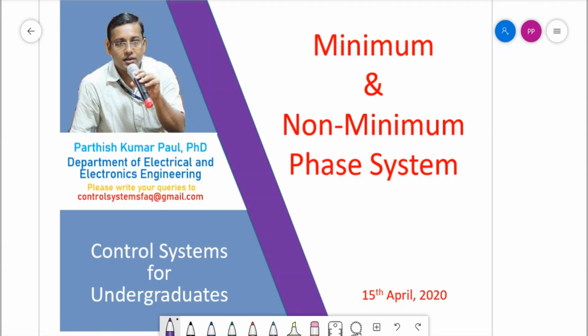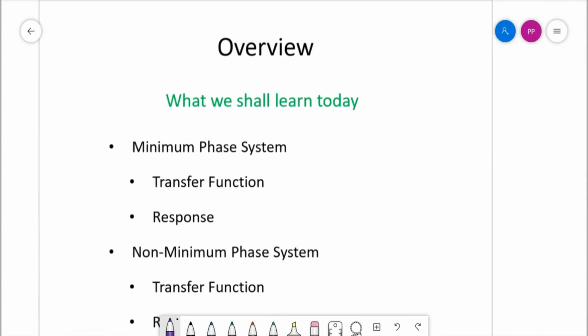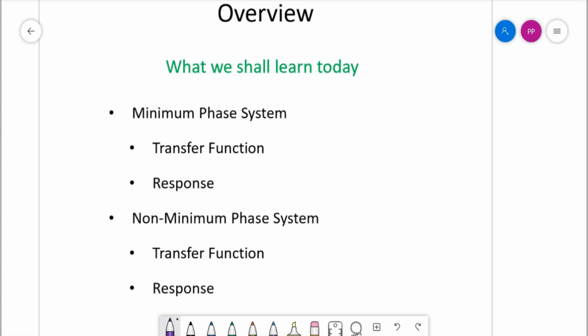Welcome friends. In this lecture session we are going to learn about the minimum and non-minimum phase systems. So the points we are going to cover under this heading are minimum phase system, the transfer function of minimum phase systems and how the response is observed. Also the non-minimum phase systems, the corresponding transfer function and how the response is observed.